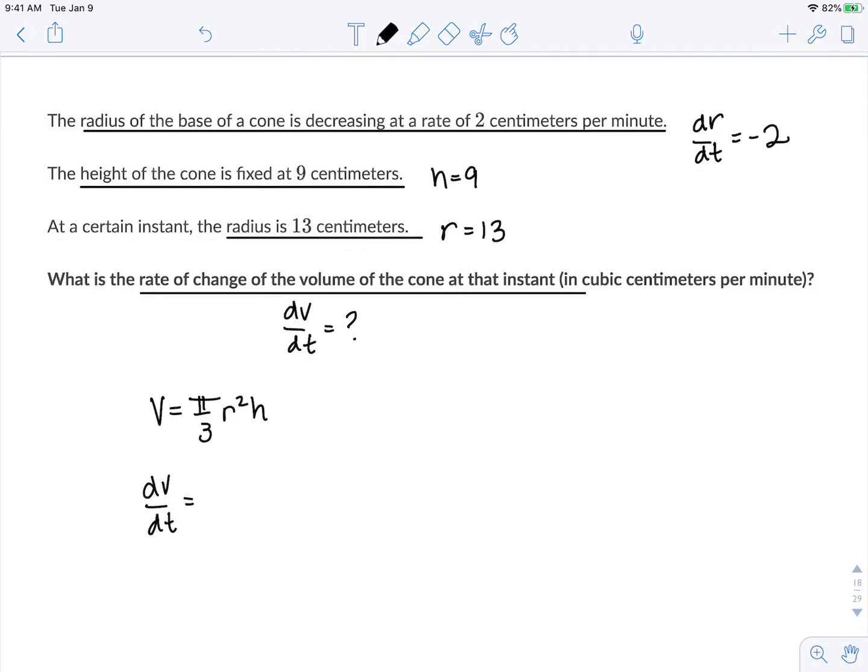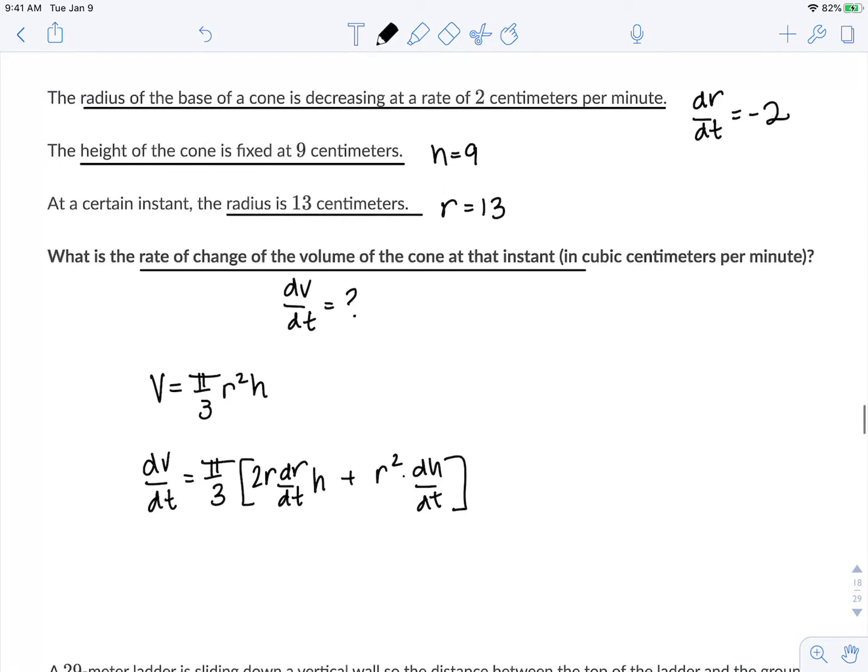dV/dt equals pi over 3, that's a constant, multiplied by the derivative of r squared h, which I will have to use the product rule on while differentiating implicitly. That's 2r times dr/dt times h, plus r squared times dh/dt. So now I need to plug in what I know.